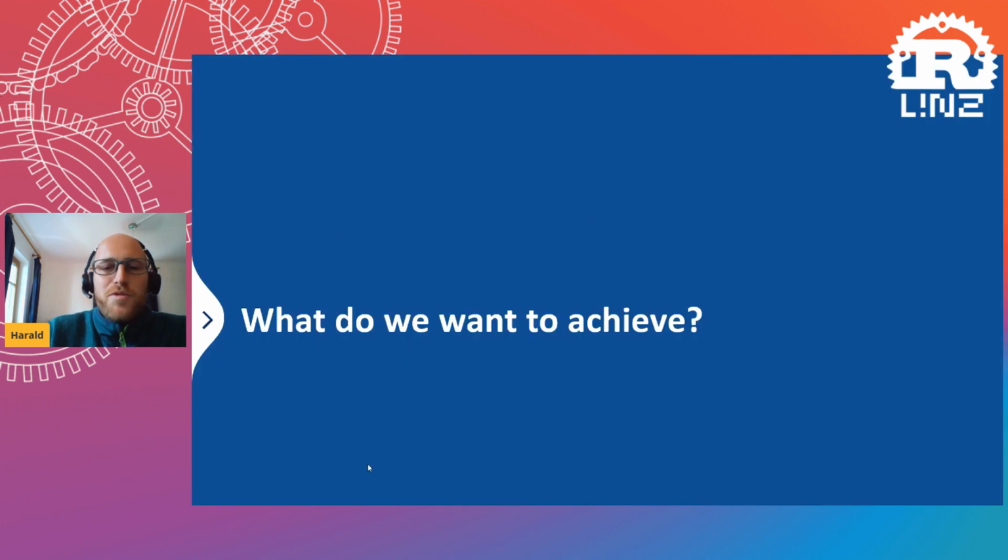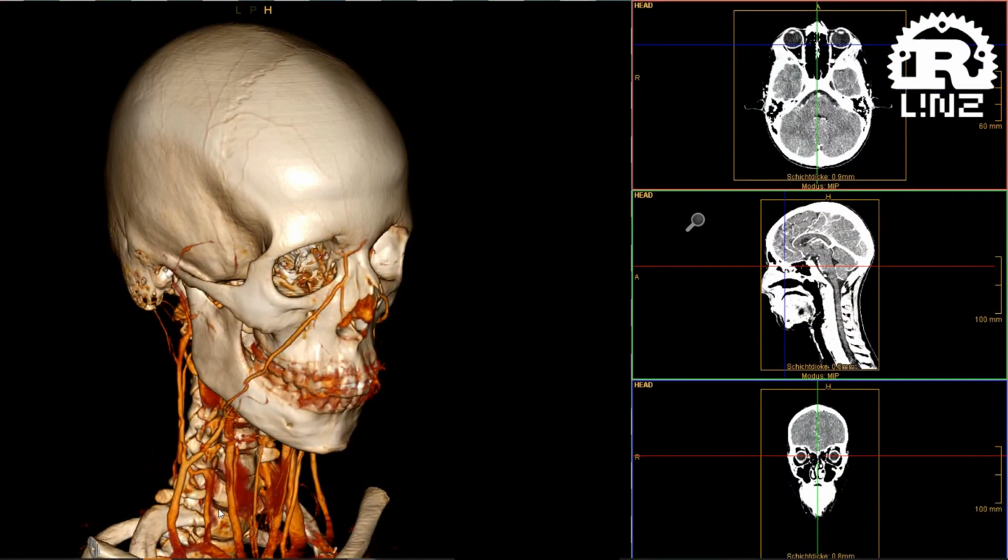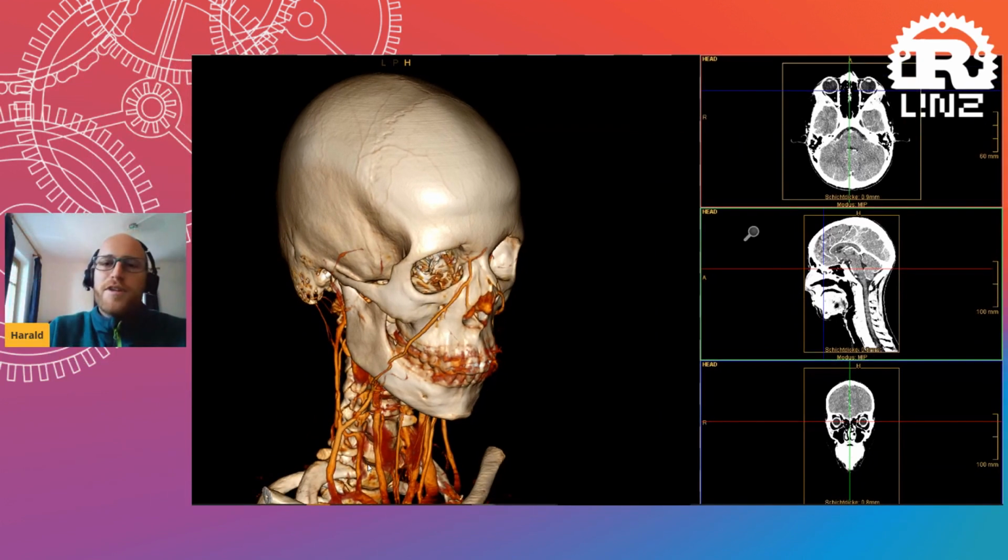So what do we want to achieve? This is our current desktop application, and it's showing the 3D volume visualization module. On the left-hand side, you see the actual volume rendering. On the right-hand side, this is the multi-planar reconstruction. So it's basically the 2D images, a 2D reconstruction of the orthogonal axis of the 3D volume.